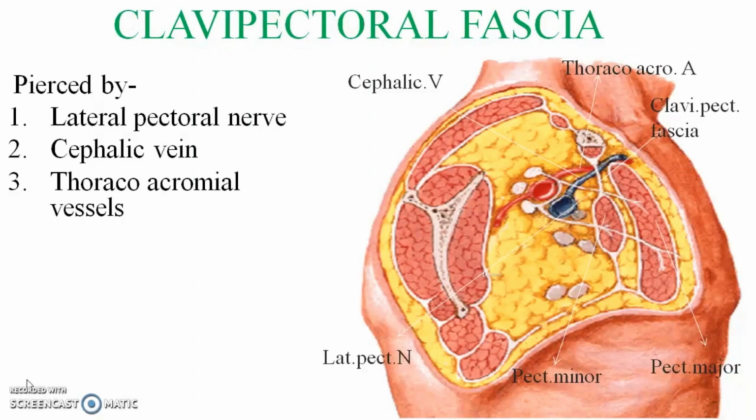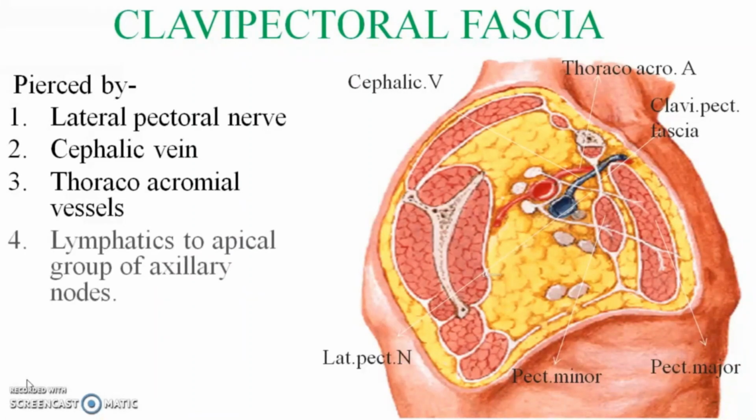Thoracoacromial artery along with its veins will be seen, and we will have lymphatics to the apical group of axillary nodes. We have already seen in the mammary gland how the axillary nodes are divided into 5 groups. Among that, the apical group of nodes also will be seen piercing the clavipectoral fascia. So four structures are getting pierced. One is a vessel, another is a vein, and then a nerve along with lymphatics.